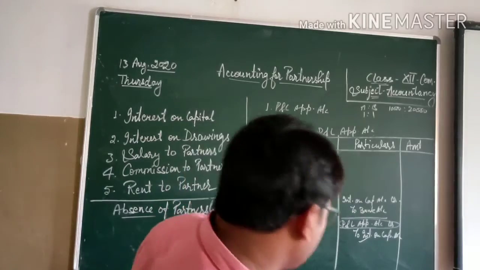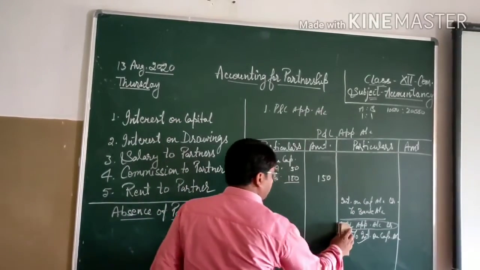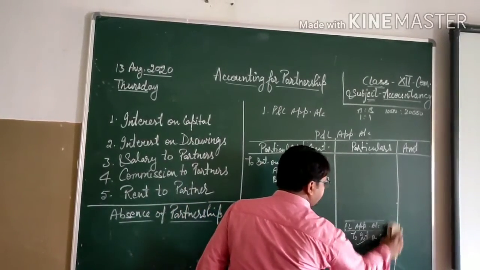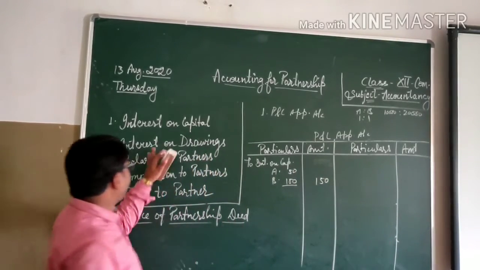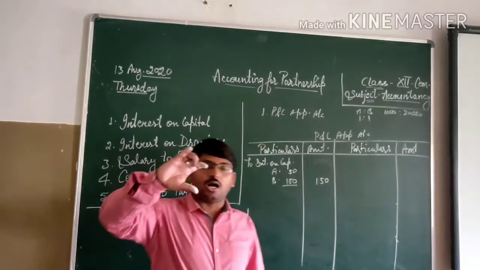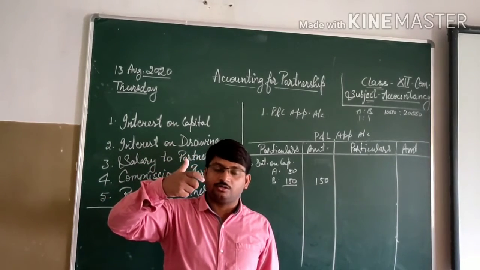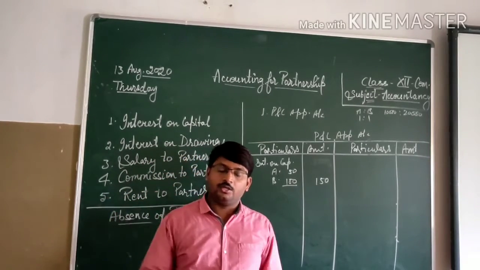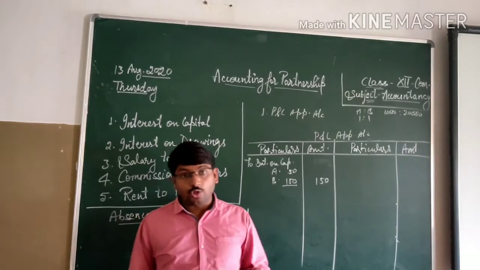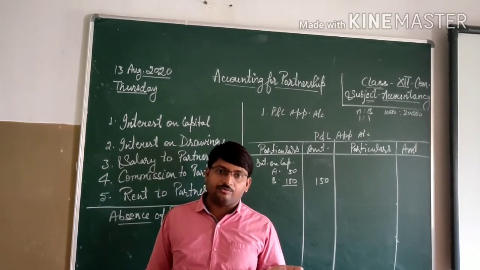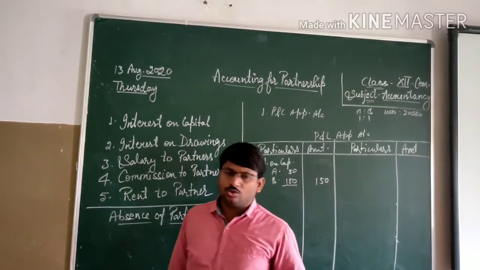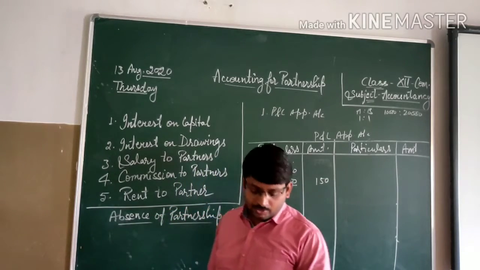Got it? Now see. The second point. What is the second point then? Interest on drawings. It is the opposite case of interest on capital. Be careful. What is the interest on drawings? Drawings is what? First of all, we should know this. I hope you all know it very well. This is the old topic. You don't have any problem in it.